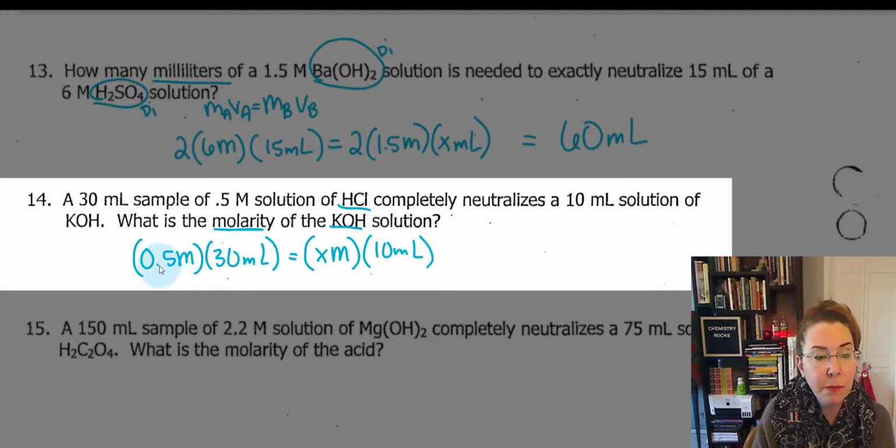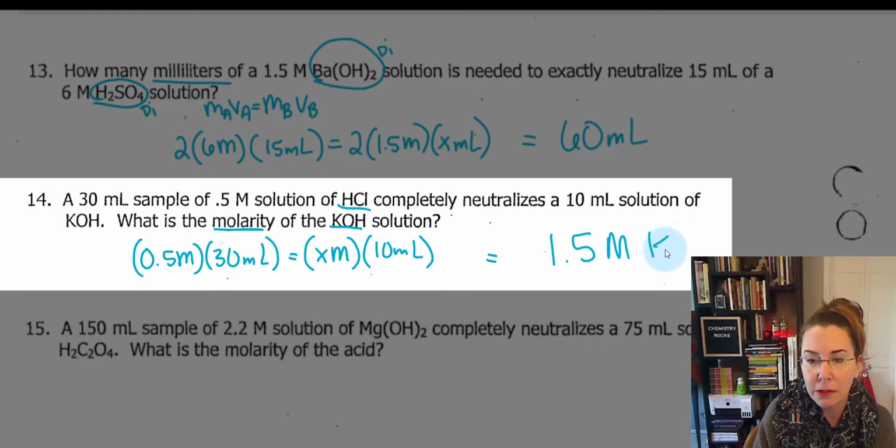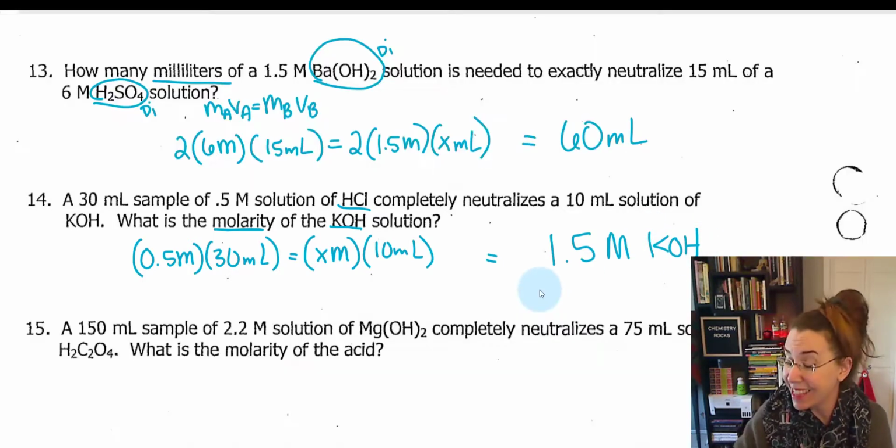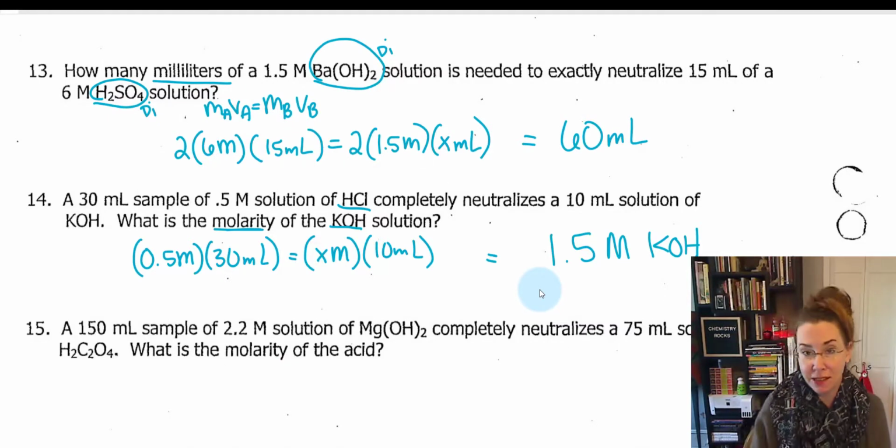So to solve this, it would be 0.5 times 30, which would give me 15. And I would divide that by 10, which means my answer is going to be 1.5 molar potassium hydroxide. Alrighty, that's all the solutions for pages 39 and 40.